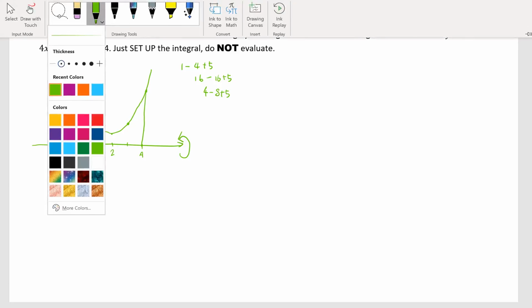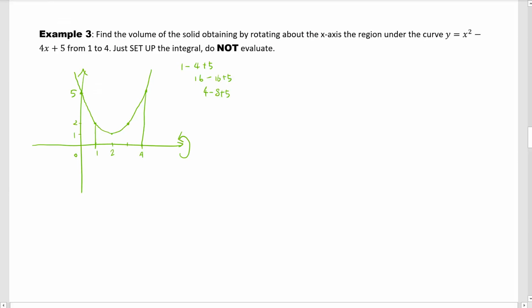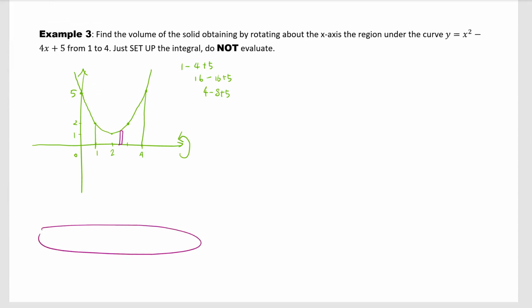So let me use a different color so you can see. Okay, so I want to draw the rectangle. Because my cucumber looks like this, right? So I want to cut it vertically. So that's why my rectangle is laid vertically. So this is gonna be dx, right?